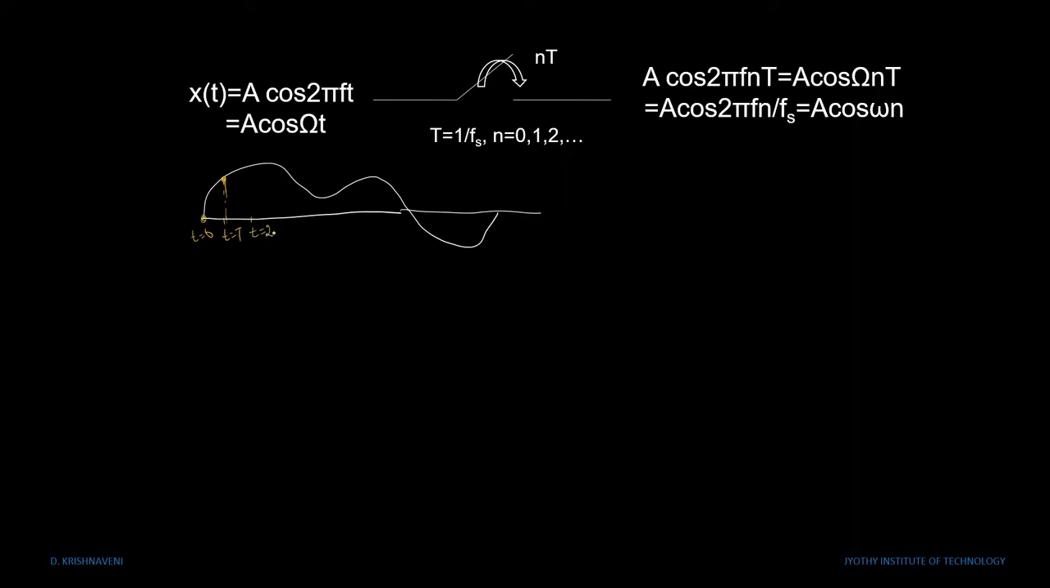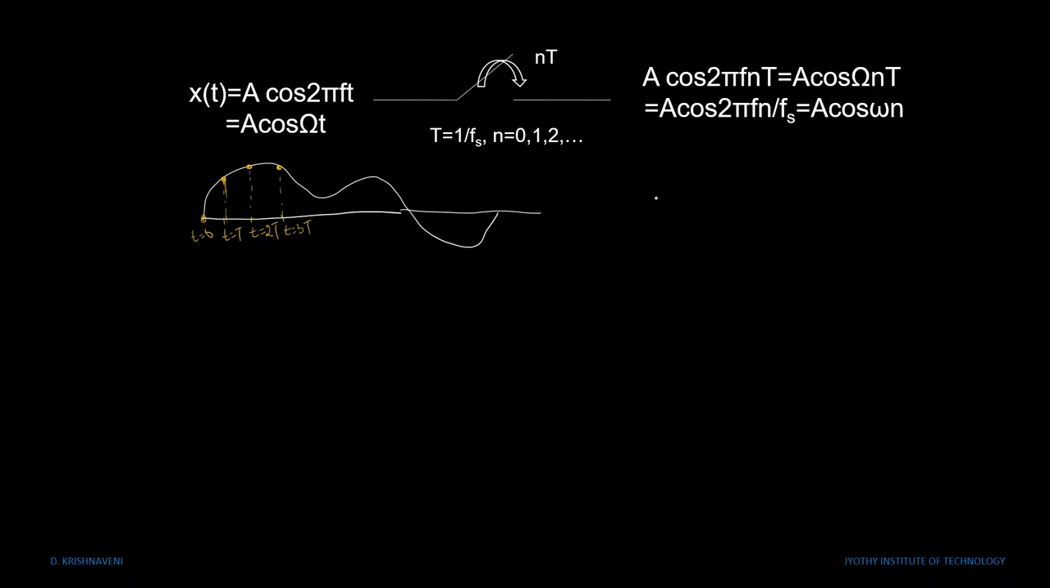Again at t equal to capital T, the switch is going to close. So at this instant, t equal to 2T, whatever is the amplitude of the signal, that will pass to the output. That means that impulse you are going to get. Similarly, at t equal to 3T, again the switch is closed. At this particular time, what is the amplitude of the signal? At that time, t equal to 3T, what is the value of the signal that passes to the output?